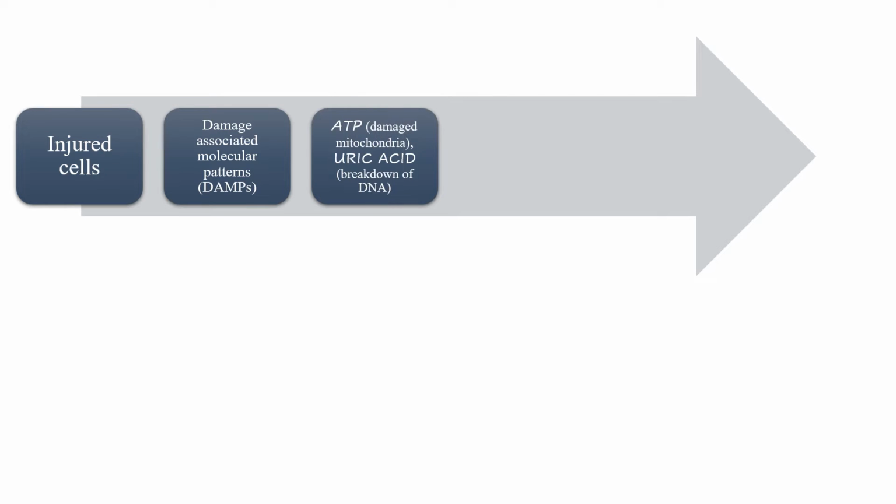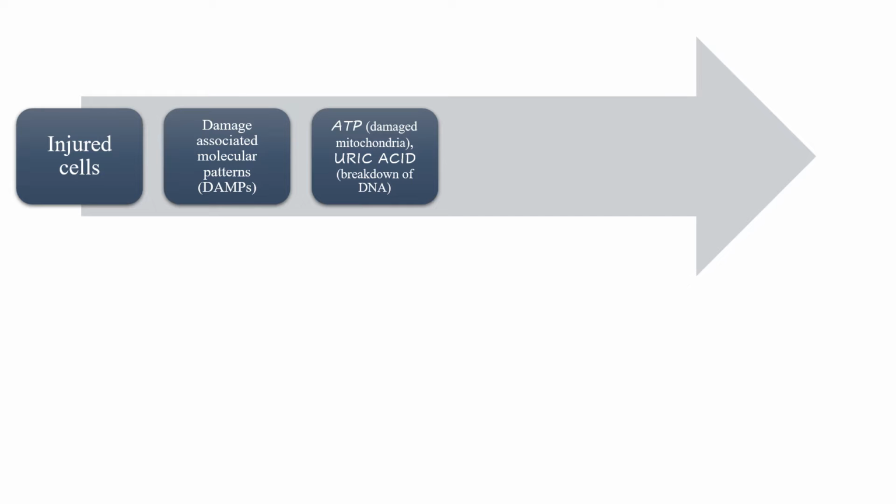Okay, so what happens in necrosis? So when we have lethally injured cells because of any of the above mentioned causes, these injured cells will release certain specific substances which are called damage associated molecular patterns. Now, what are the examples? It can be ATP, that can be released from damaged mitochondria, or uric acid, that is because of breakdown of DNA, or any other molecule which would normally be confined in a healthy cell.